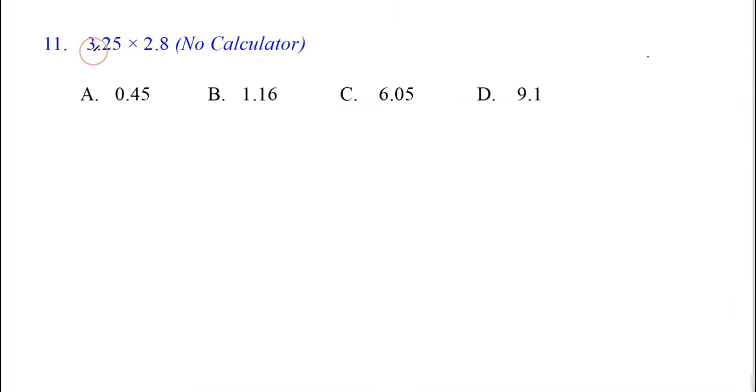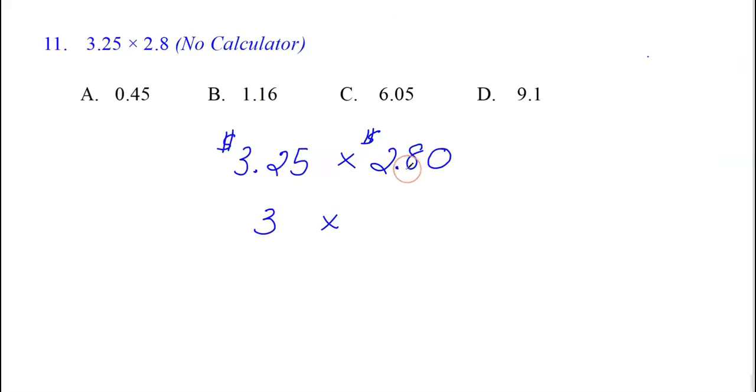Question 11, 3.25 times 2.8, no calculator. Let's rewrite that down here. I'm going to ballpark this one, and I'm going to put dollar signs in front of these numbers. So let's pretend this is $3.25. That's really close to $3 times 2.8. We can tack on a 0 at the end here. It doesn't change anything.